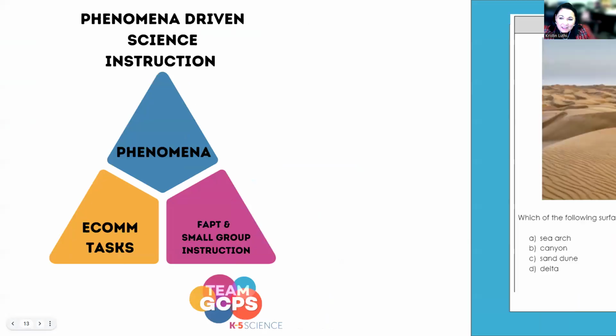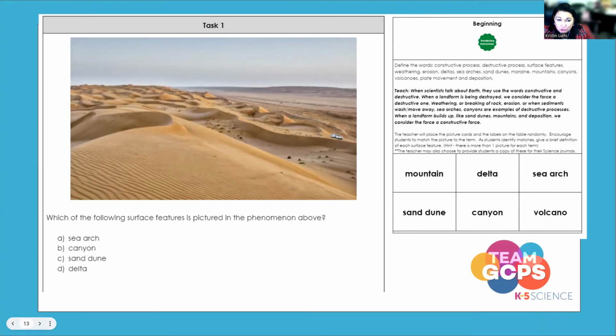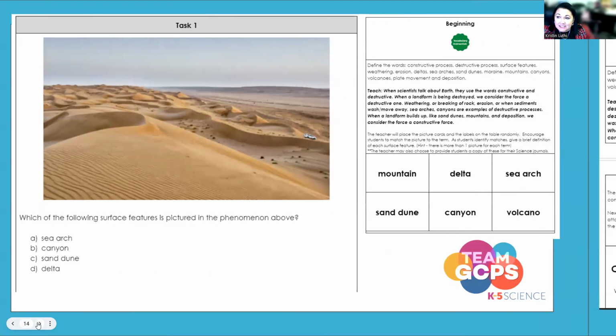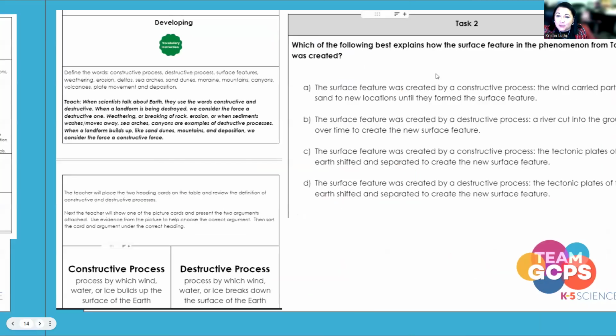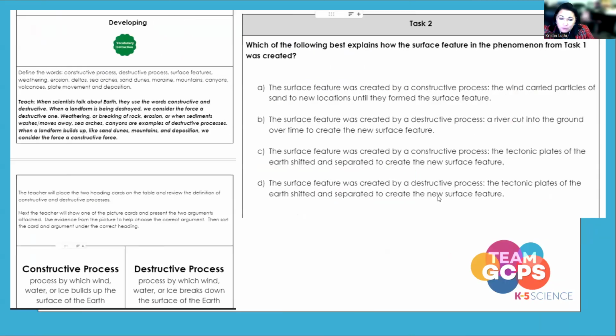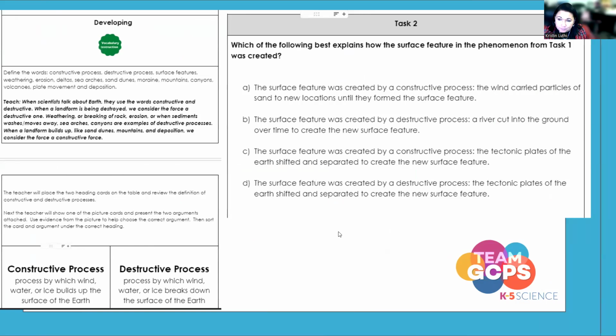Okay. So question number 2 is going to be that developing task. And so here we see question number 2. It is written at the developing level. If a student misses that, then I have my lesson plans that are my developing lesson plans to support those kids to get them at the proficient level.